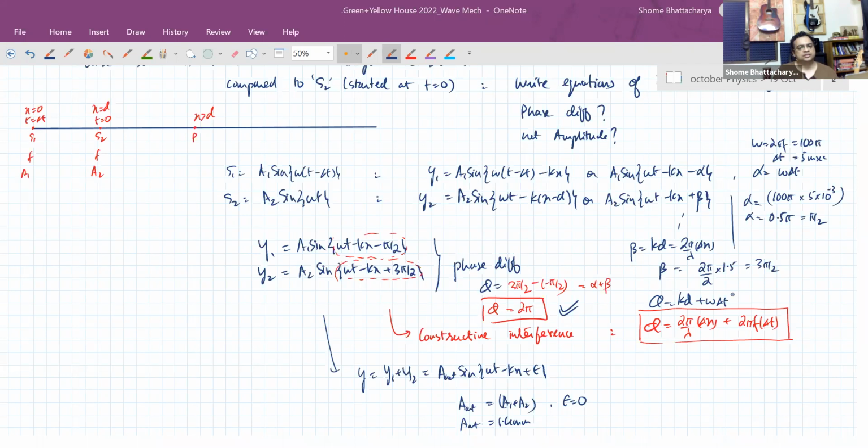Because the phase difference is 2 pi, no? So the two waves which are overlapping are in phase now. So the resultant wave will also be, visualize the phasor diagram.